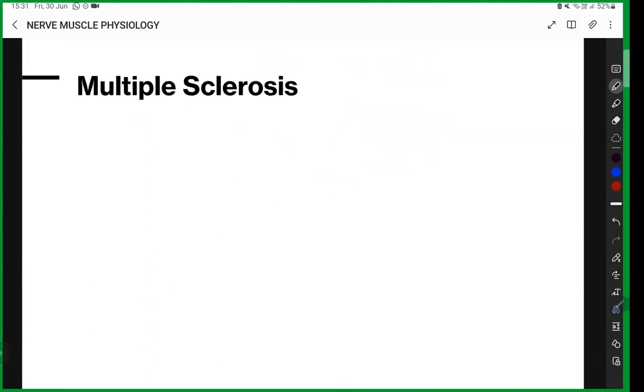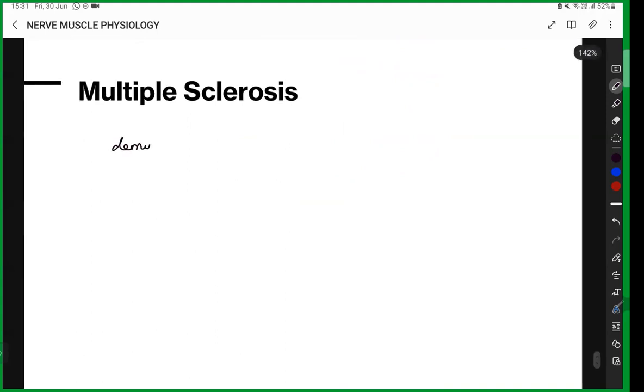Okay, once you know this, next I want to talk about two important things: multiple sclerosis and Guillain-Barré syndrome. Both of them, it's a comparison. Multiple sclerosis is also demyelination. Guillain-Barré syndrome is also caused due to demyelination. Multiple sclerosis is caused due to demyelination of what? Oligodendrocytes.